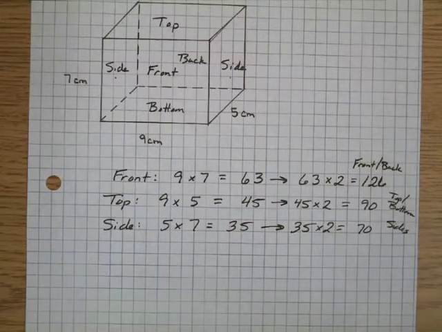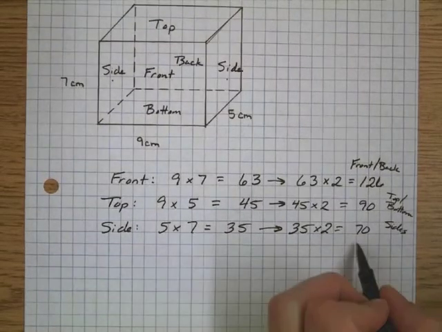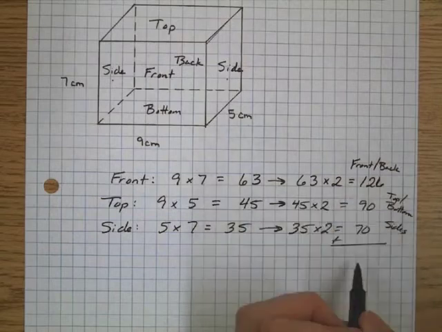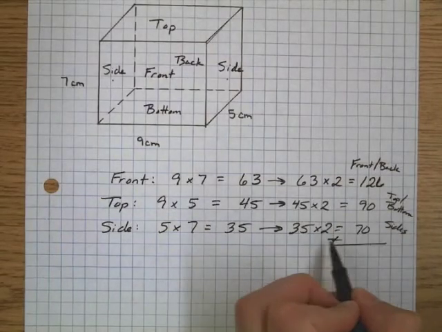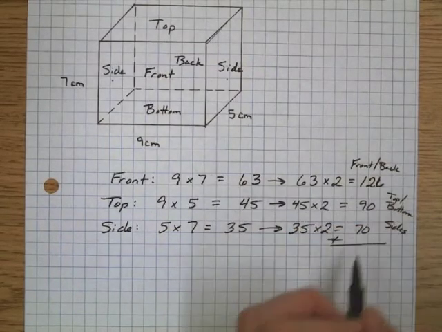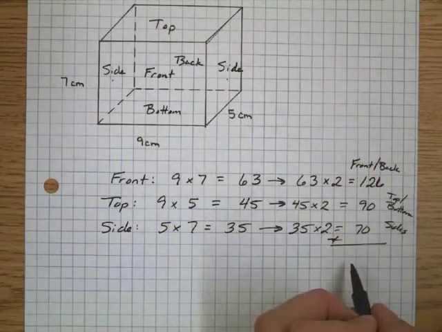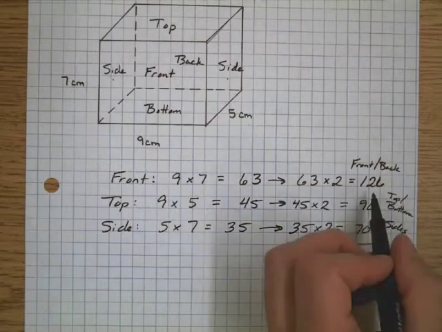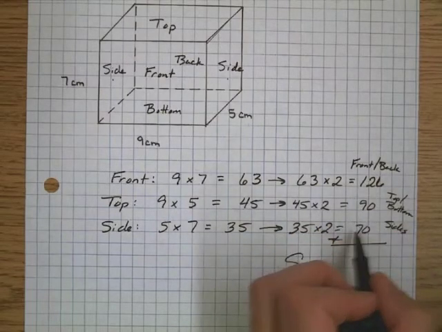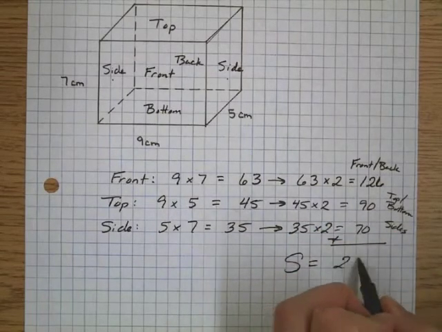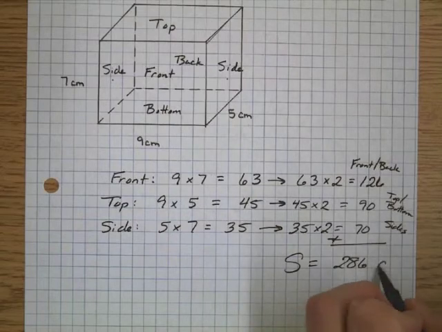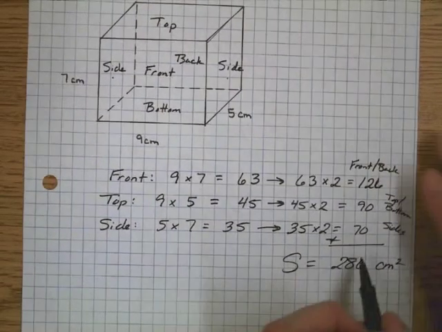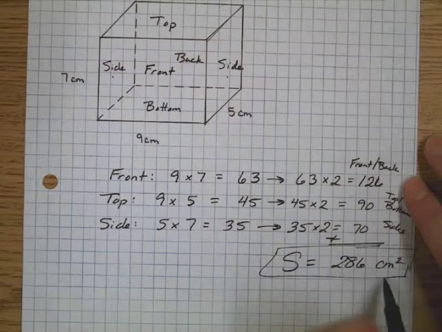Now again, we want to find the total surface area, so we want to add all of these areas up for the front, back, top, bottom, and both sides, and that will come up with our total surface area, designated by capital S. Well, 126 plus 90 plus 70 comes out to be 286 square centimeters. Again, square because we were looking at area.